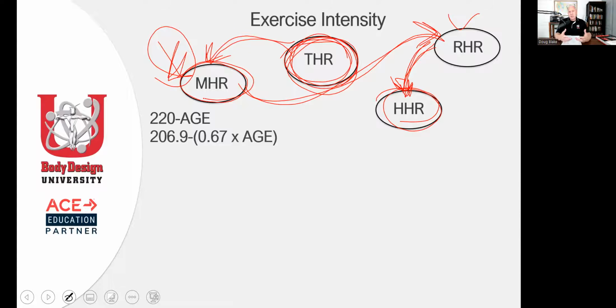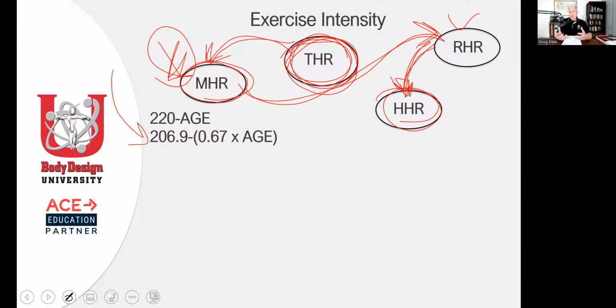We have what's known as the Gellish formula, Gellish, right? So researcher, he came up with a little bit more accurate formula. And that's what that is. That's when you see using the Gellish et al. formula, all they're saying is that instead of 220 minus your age, you still have a person's age, but now use an equation that's a little bit more accurate. And so if I'm 30 years old, I multiply 30 times 0.67. That gives me a number. I subtract that from 206.9.